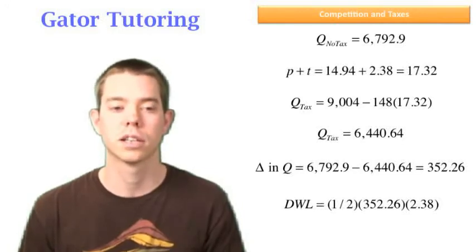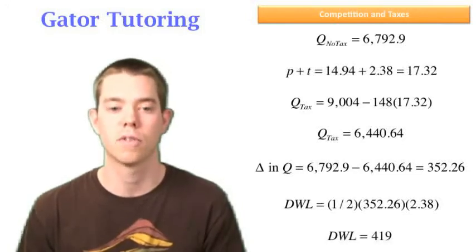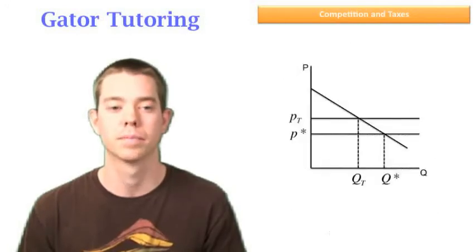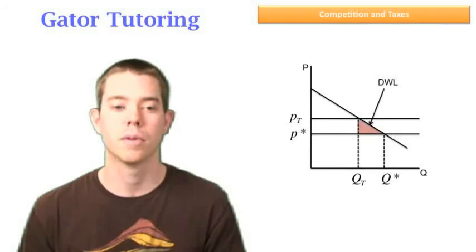So real quick, let's take a look at a graph of what this looks like. So we solved for the deadweight loss to be 419, but let's look at a graph to see what exactly we did. Well, we had P star and Q star before the tax, and then we increased our price by that vertical difference between P star and PT, I'll call it, so price after tax. And we see that that resulted in us decreasing our quantity from Q star to QT. So this red area right here, this is the amount that we calculated.